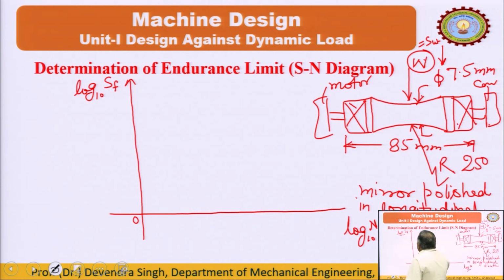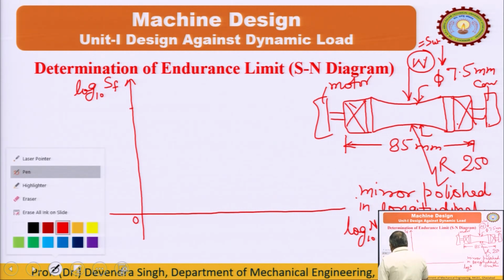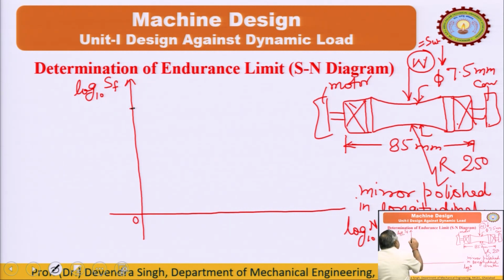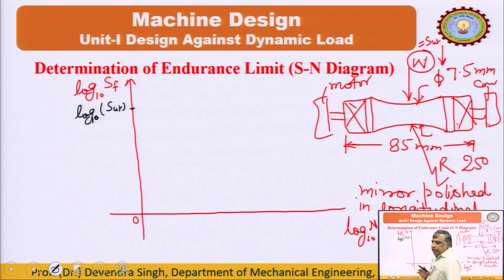ideally there is no revolution completed, and this is the point. This point is log S_UT base 10 on the ordinate. This is a failure point. Then we further reduce this W below S_UT. So, we will get another point.